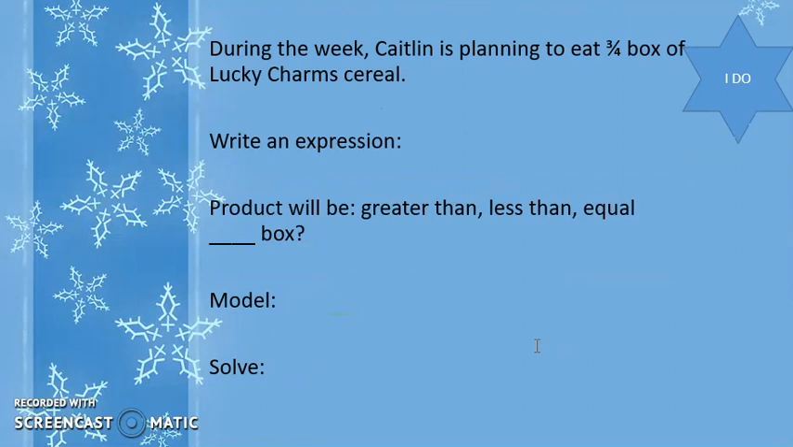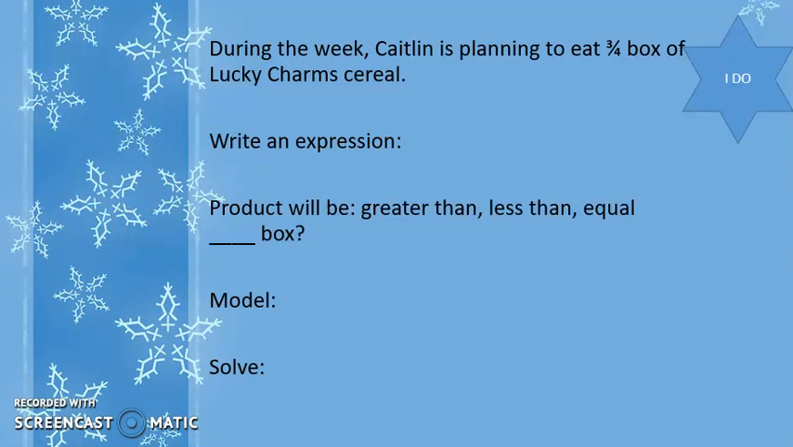All right, let's take a look at our I do. We're going to have 3 different scenarios using our 3 different rules. So our first one says, during the week, Caitlin is planning to eat 3/4 box of Lucky Charms cereal. So the first thing we're going to do is we're going to write an expression. And remember, an expression does not have an equal sign. If we have an equal sign, that's considered an equation.